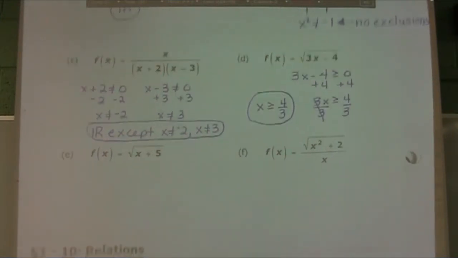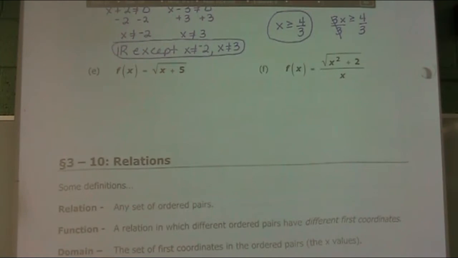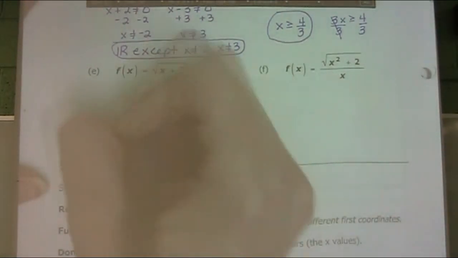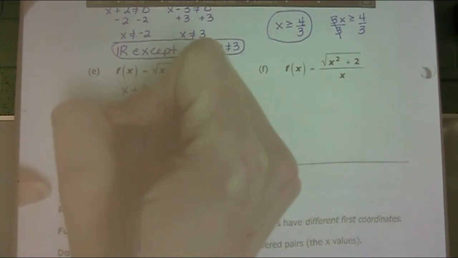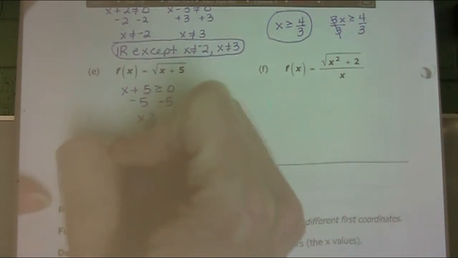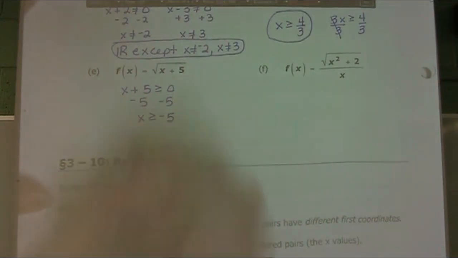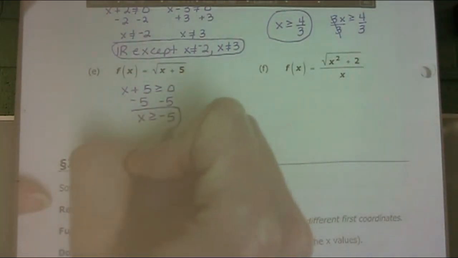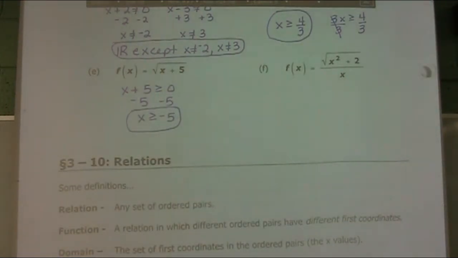All right, let's go to E. Again, I have a square root. What's under the square root has to be greater than or equal to 0, so set x plus 5 greater than or equal to 0. Subtract 5 from both sides, and we get x is greater than or equal to -5. My domain is x is greater than or equal to -5. I could not put a -6 into this function because that is not greater than or equal to -5. I could put +2 in this function because it is greater than or equal to -5. But nothing less than -5 can go in this function. All right?